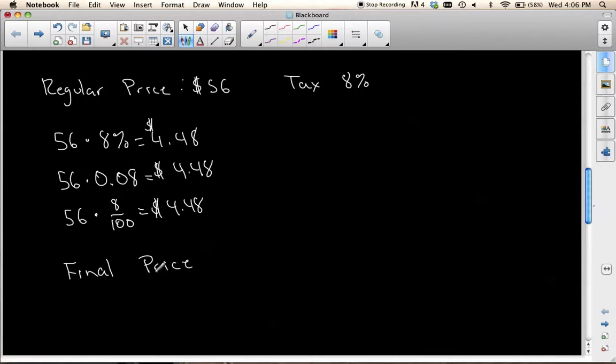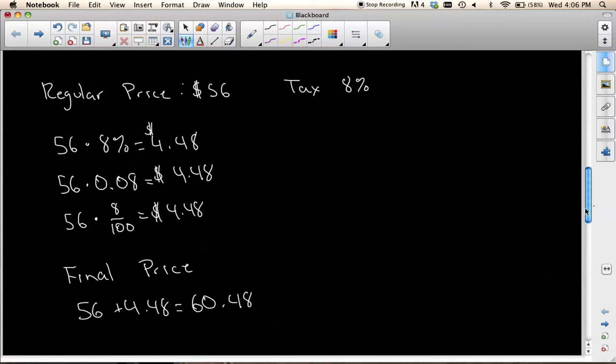Well, I have to see, alright, my item cost me $56, and there's a $4.48 tax. So I have to add those two together, and that is going to give me how much my item costs with tax.